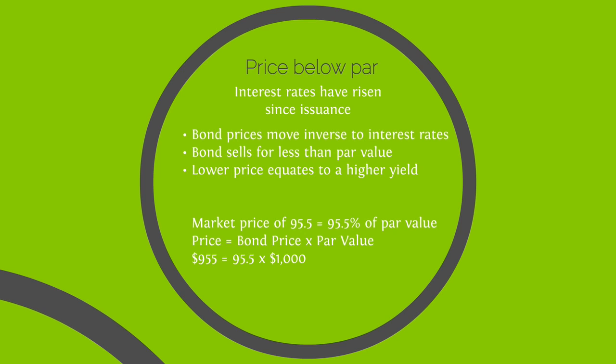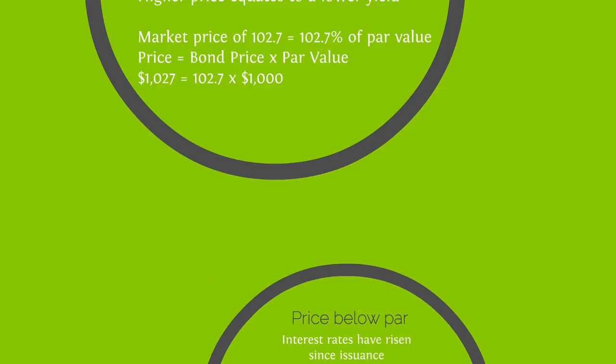The market price of 95.5 reflects the formula here of the bond price times the par value to get to the market price, in this case $955. This lower market price, the price below par, helps the yield of the bond to go up and match the current market values or market interest rates.